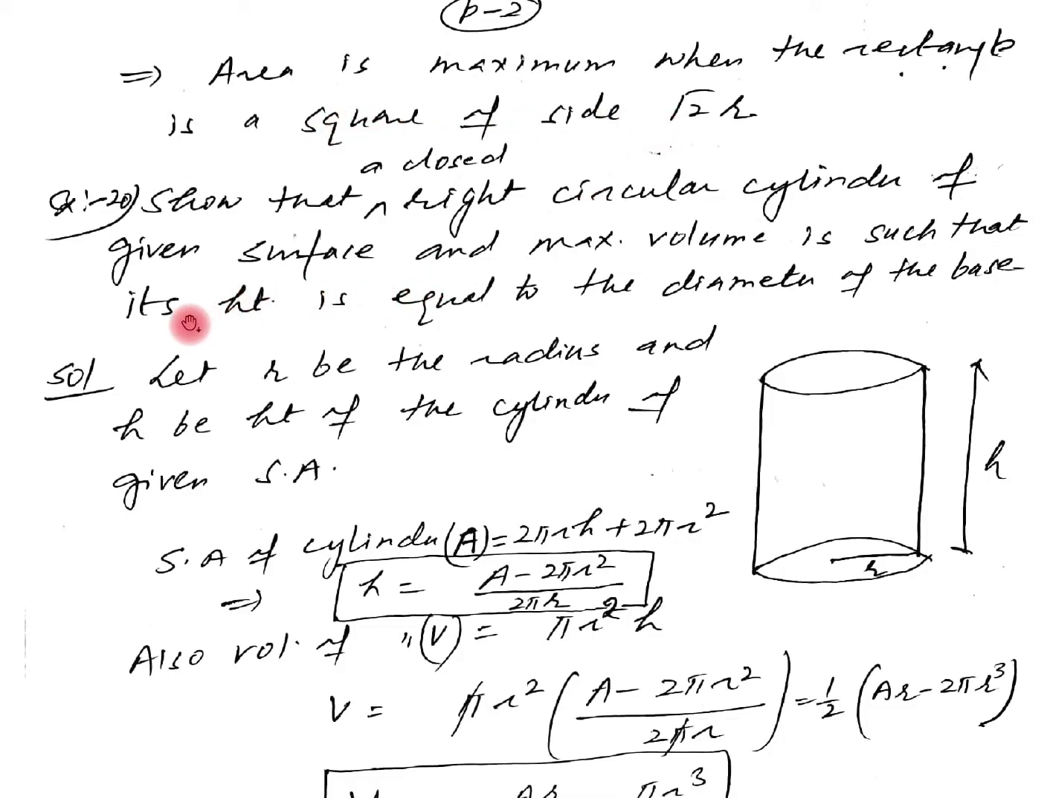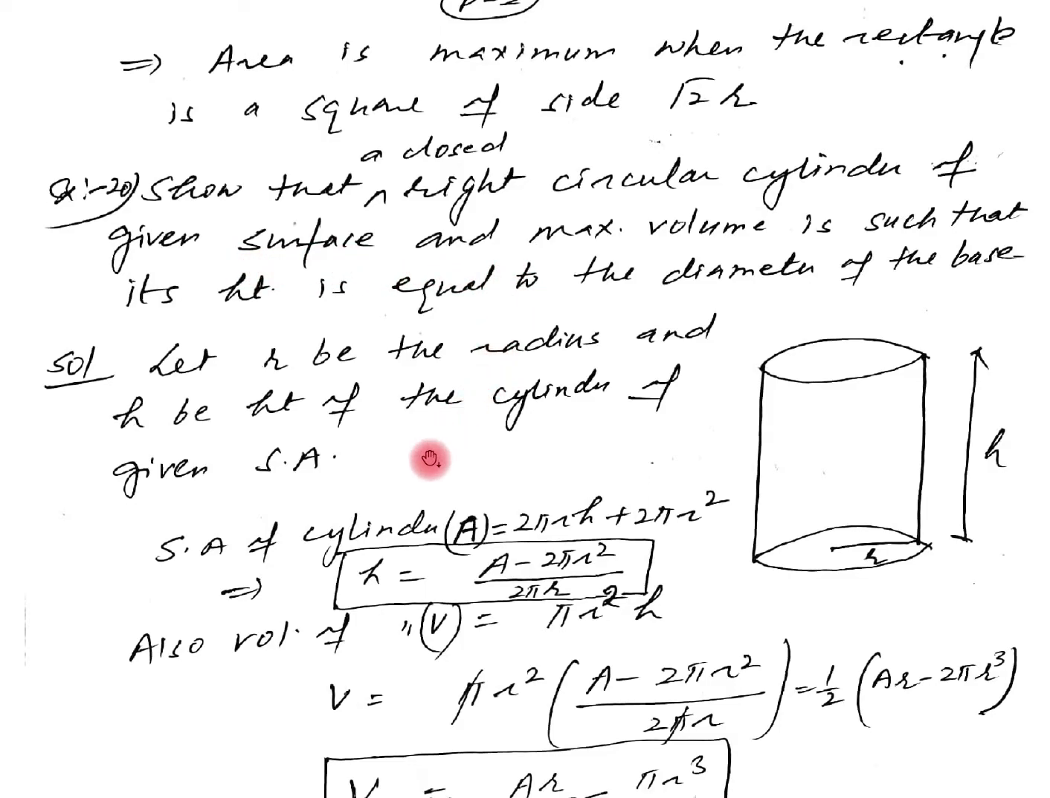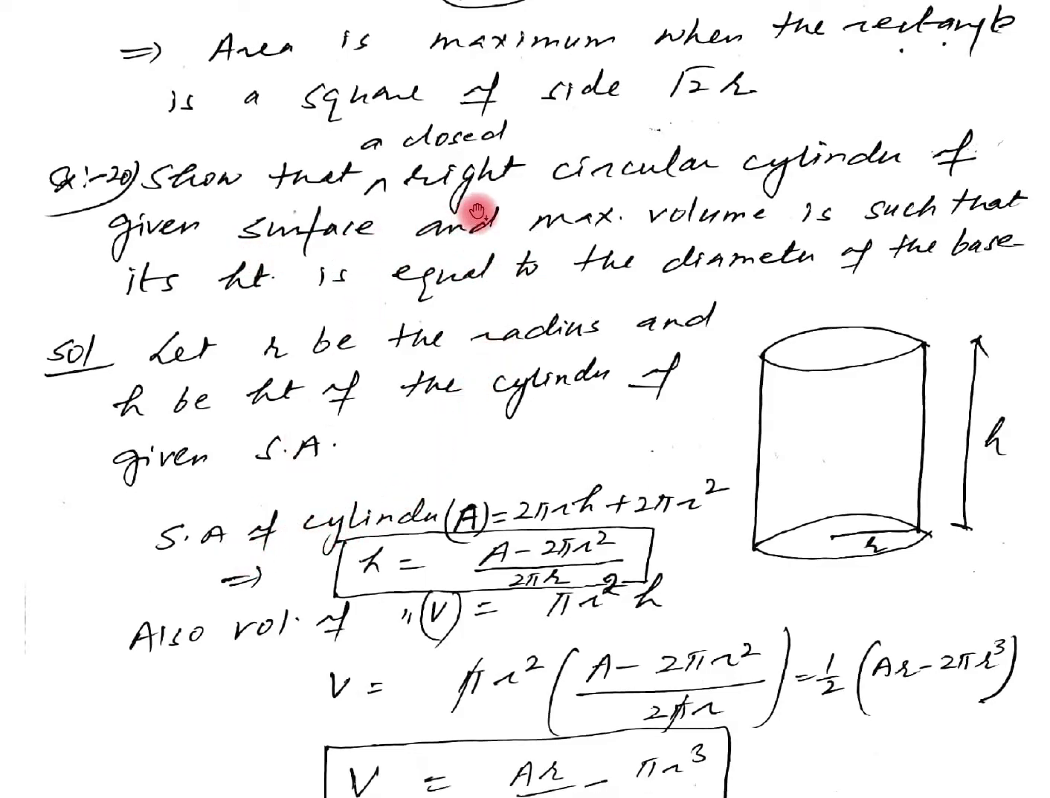Now the next question is again: show that a closed right circular cylinder of given surface area and maximum volume is such that its height is equal to the diameter of the base. It means we can suppose let r be the radius and h be the height of the cylinder of given surface area. Now here we know it is a closed cylinder.